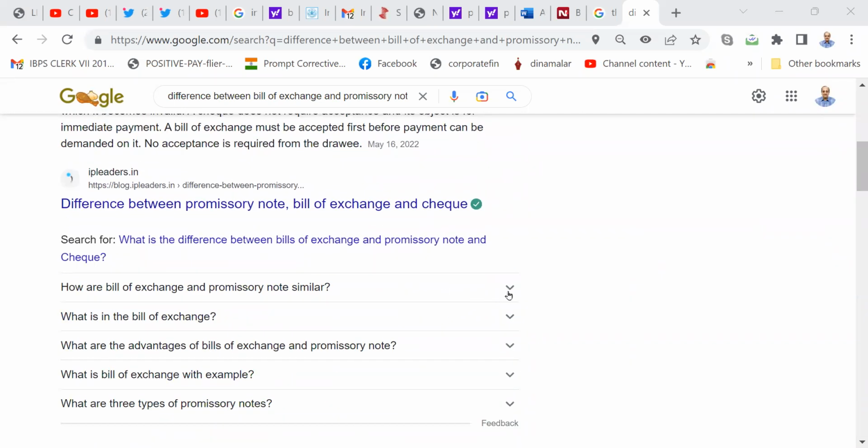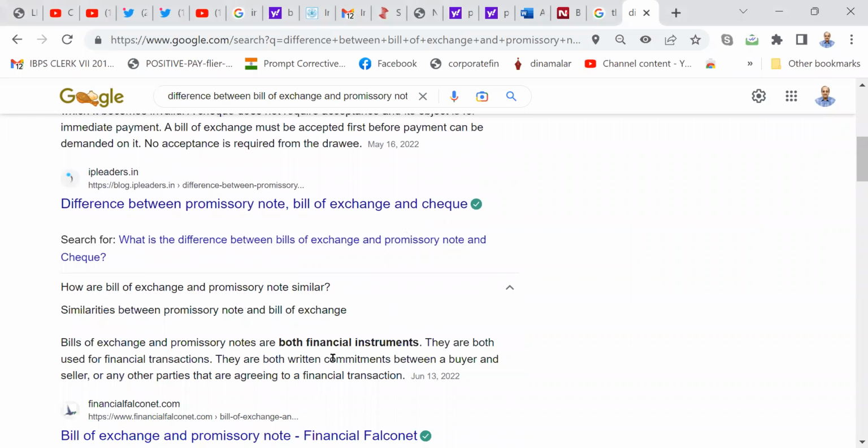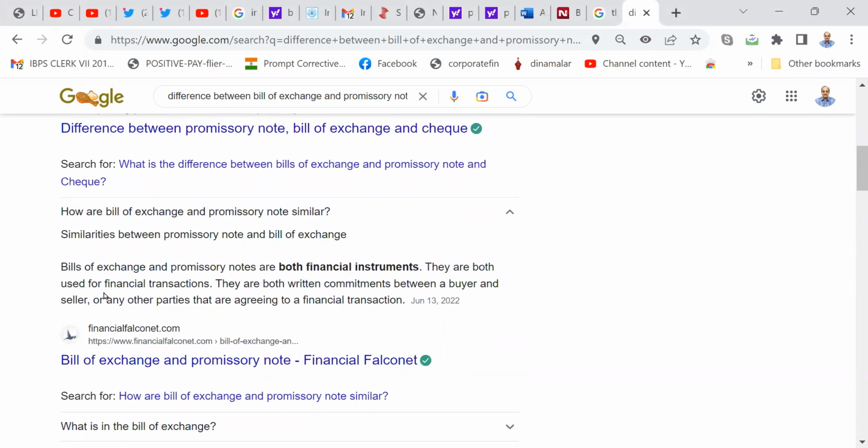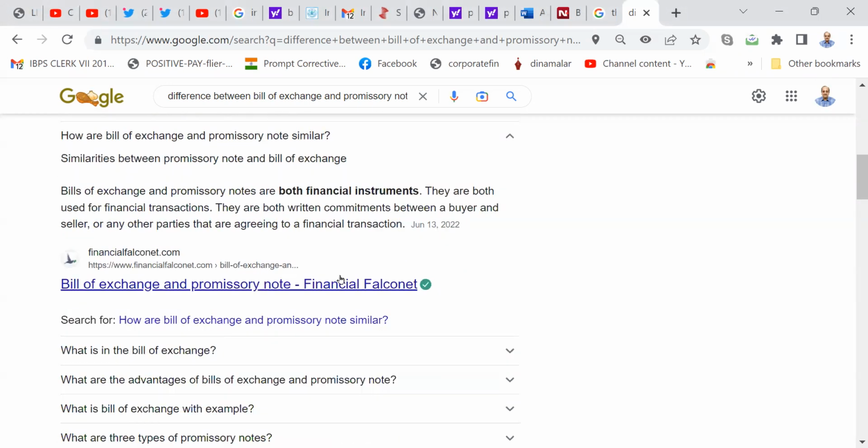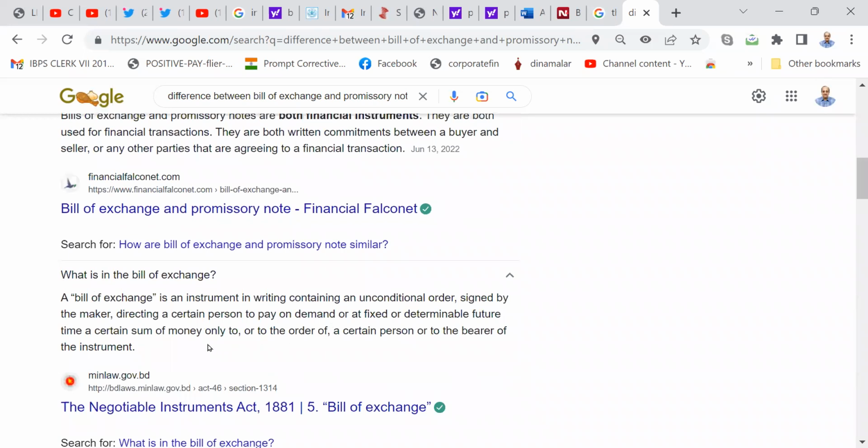How are bill of exchange and promissory note similar? Similarities: bill of exchange and promissory note are both financial instruments. They are both used for financial transactions. They are both written commitments. This is one important point. It cannot be oral. Written commitments between a buyer and seller or any other parties that are agreeing to a financial transaction. What is the bill of exchange?